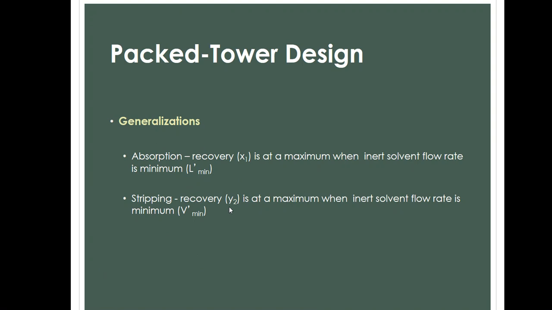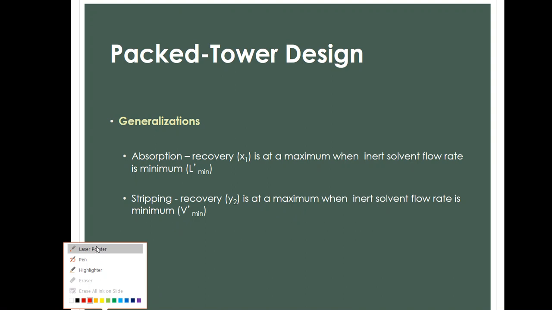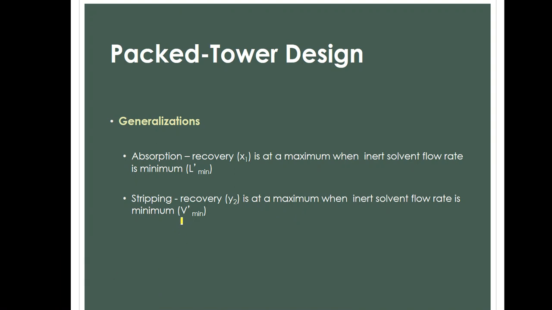The inverse of that is in your stripping. Instead of L prime minimum, we use V prime minimum. The recovery Y2 is a maximum when inert solvent flow rate is minimum. It is worth noting, class, that when you solve for the V minimum, it's inert. When you solve for L minimum, it's inert because it says here inert solvent. So they are based on the inert solvent, not on the total solvent.